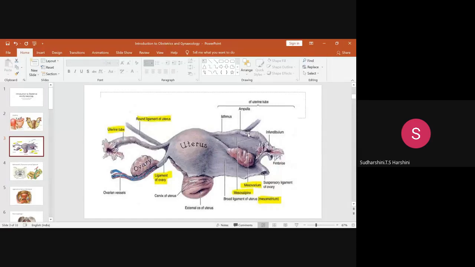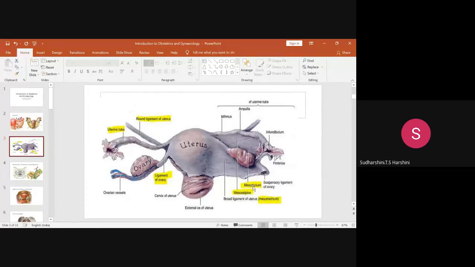This is the ampulla. This is the infundibulum. Infundibulum has fimbria. Okay, and I told you this is a broad ligament. And this is the portion of broad ligament immediately below the fallopian tube, you call it mesosalpinx, and which is adjacent to the ovary, it is called mesovarium.